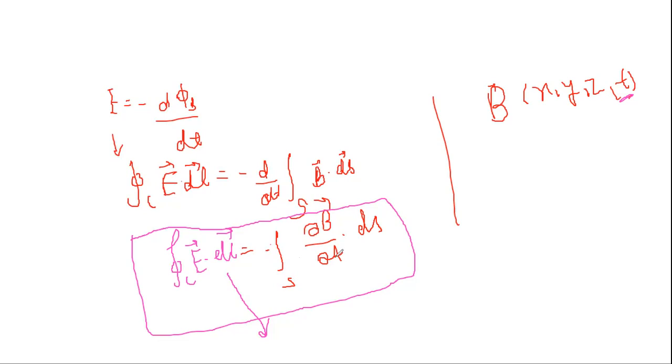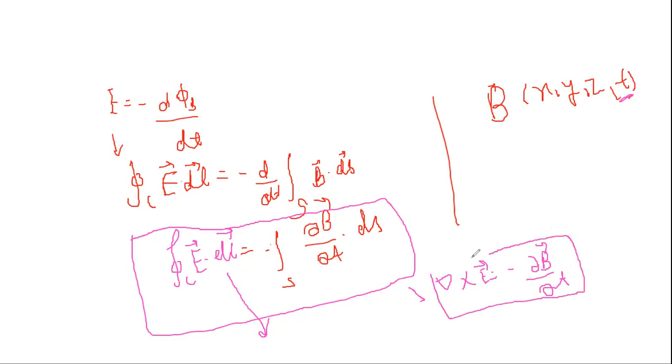So if you equate these two, del cross E is equal to minus of del B upon del t. Yes or no? Okay. Very, very important.